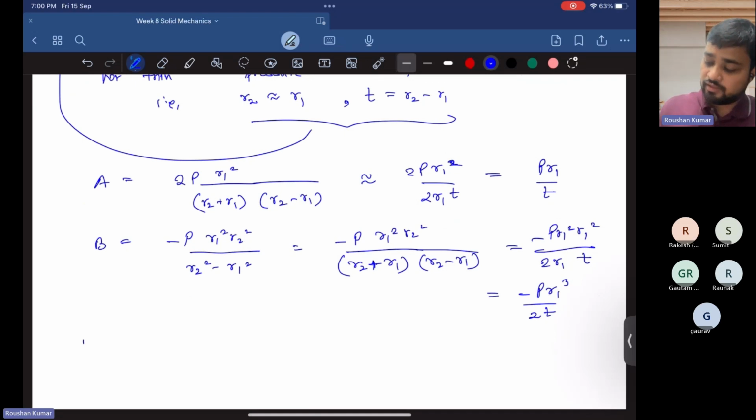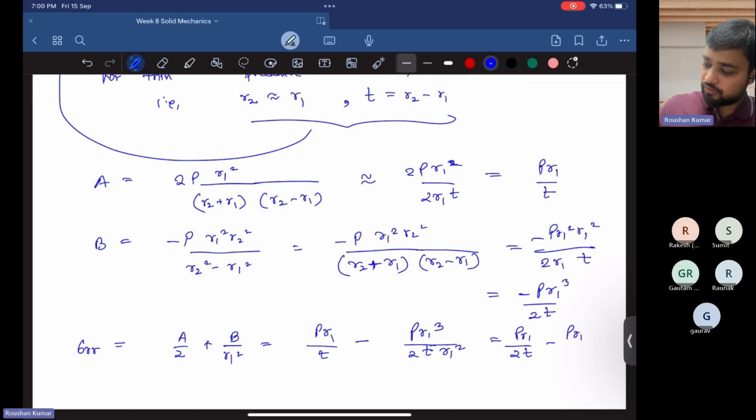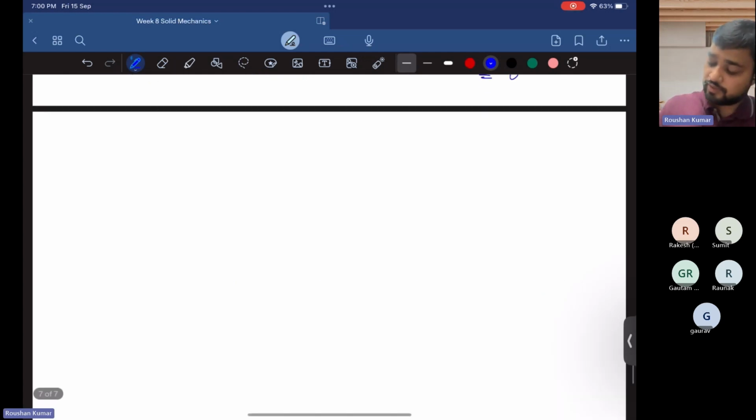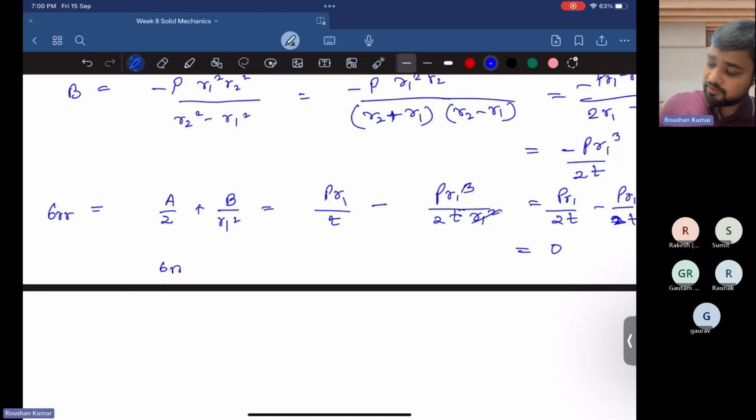Now the expression for sigma rr is given by A by 2 plus B by R1 square. A is finally p R1 by T, and B is minus p R1 cube upon 2T. Dividing by R1 square, this finally gives us p R1 upon 2T minus p R1 upon 2T, which results in 0. So we find that the sigma rr value for a thin pressure vessel is finally coming out to be 0.